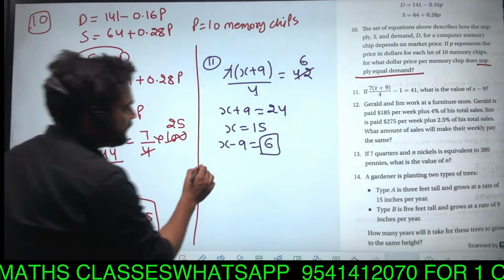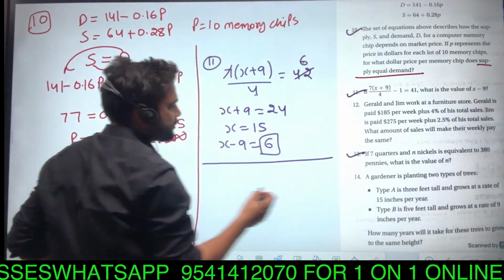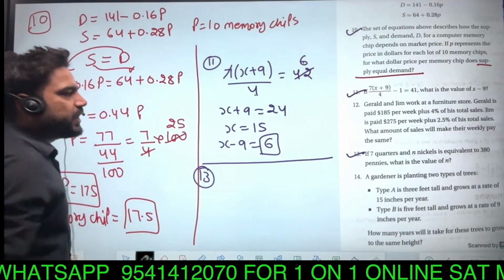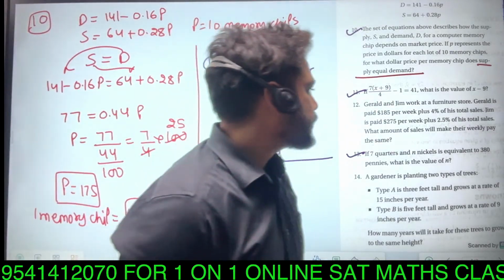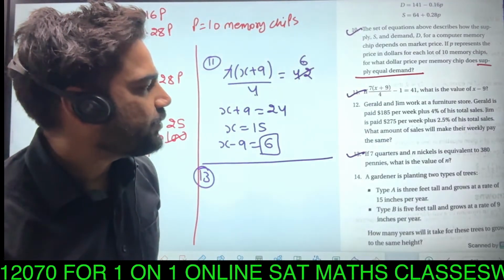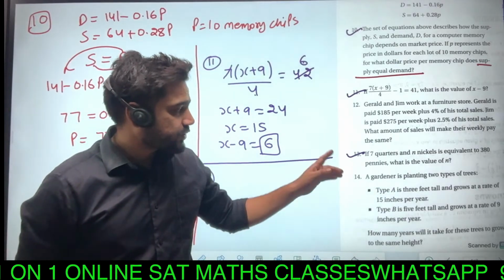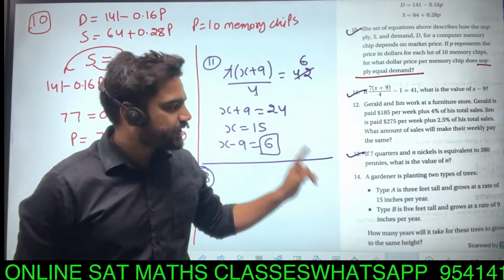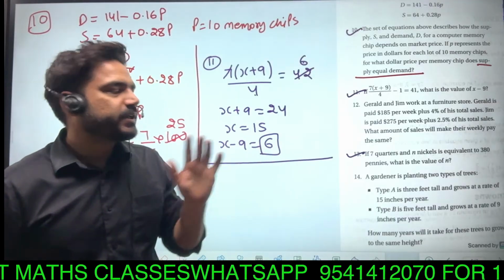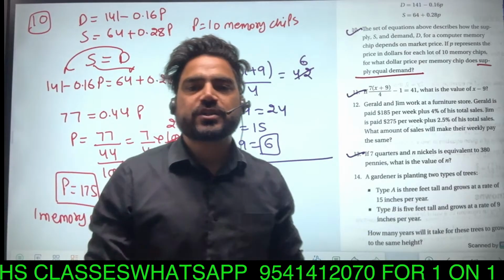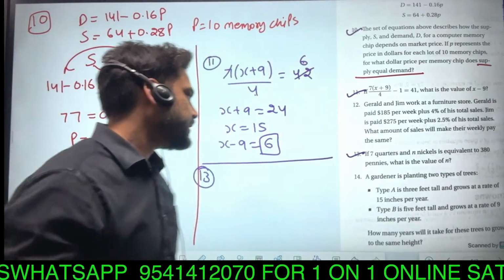Next, first of all, we will solve question 13, because we have solved the 10th and 11th questions. Question 13 also is super easy. They are saying that if 7 quarters and n nickels is equivalent to 380 pennies, what is the value of n? To solve this question, you should know the relation between penny, nickel, quarter and dime.